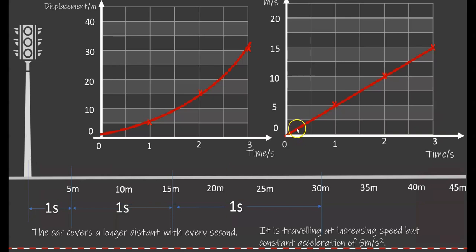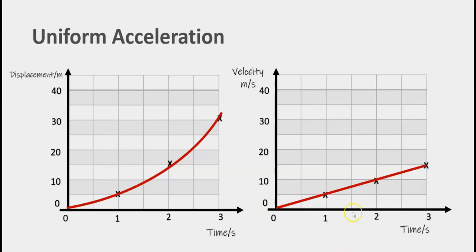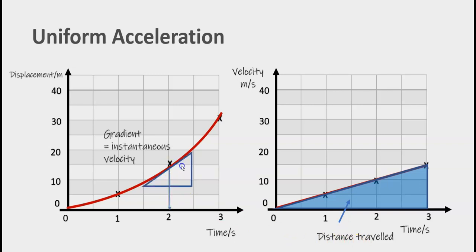If we plot its velocity on the velocity time graph, we will get a straight line for the velocity time graph. Its displacement time graph, however, will be an upward sloping curve. Just as we have learned previously, the area under the velocity time graph will give us the distance traveled, while the gradient of the tangent to any point on the displacement time graph will give us the velocity of the object at that particular point in time.